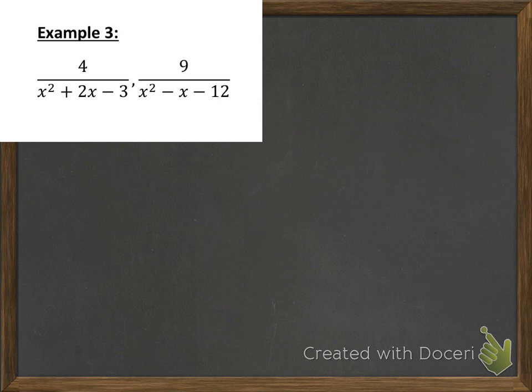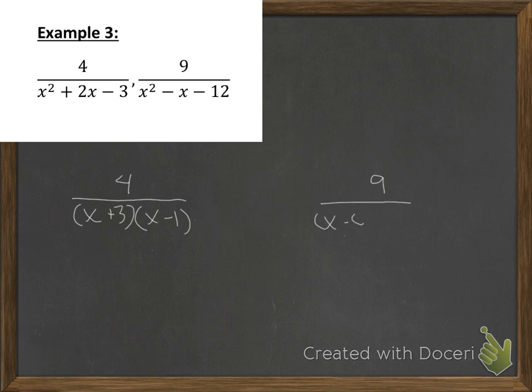So this time, again, we have two trinomials instead of just one. So x squared plus 2x minus 3. Well, we can factor that as x plus 3 times x minus 1. Again, 4 is on the top. Okay, then we have x squared minus x minus 12. So when we factor that, that's going to give us x minus 4 times x plus 3.